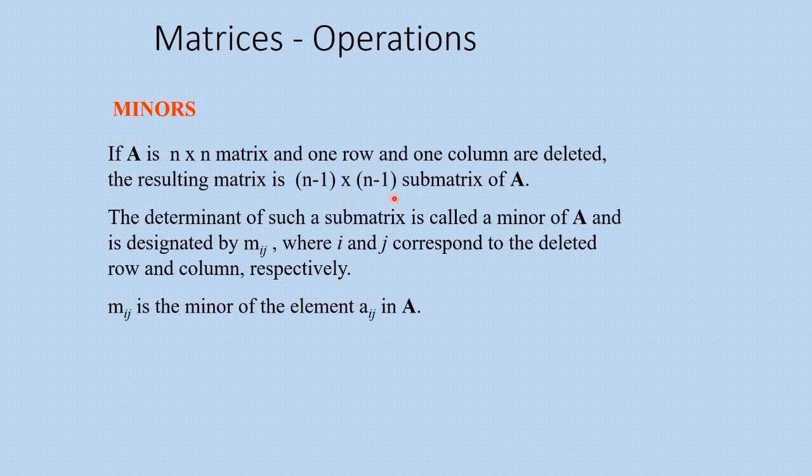जो मैट्रिक्स A का सबमैट्रिक्स है। सबमैट्रिक्स के डिटरमिनेंट को माइनर ऑफ A कहते हैं and is denoted by Mij, where I and J correspond to the deleted row and column, respectively. Mij is the minor of the element Aij in A matrix.